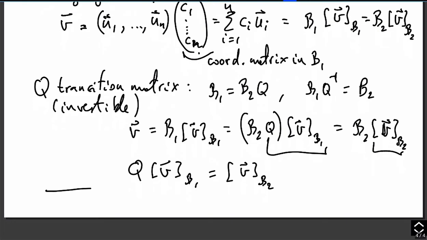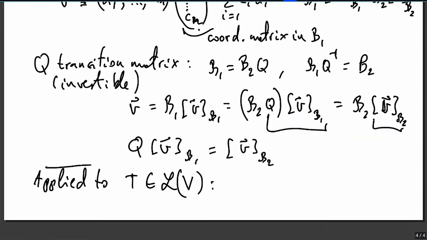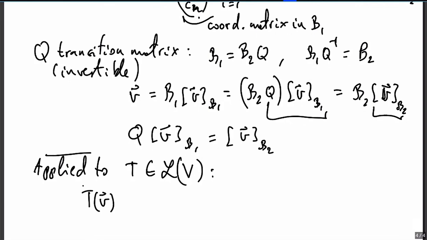So now if we apply this to a linear operator from V to V, what we get is that, of course, we're supposed to have the T V's representation.